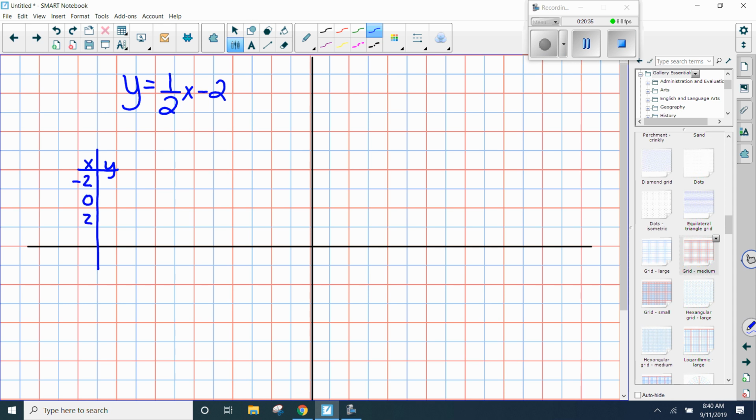What's -2 times 1/2? -1. Minus 2 is -3. If you put 0 in, 0 times 1/2 is 0. Minus 2 is -2. And if you put 2 in, you get 2 times 1/2, which is 1. Minus 2 is -1. So if we were to graph, we could always, as a backup, come up with this right here.